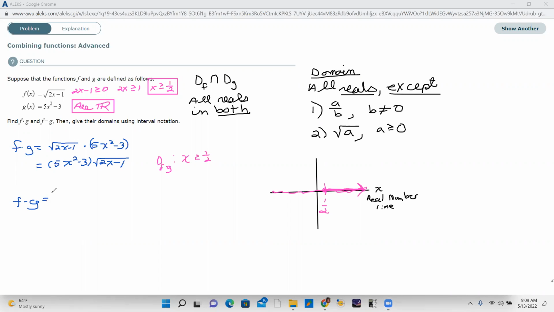So F minus G, we just take F and minus G. So again, it's minus the whole G here. So you have to put it in parentheses. And then you can distribute that negative. So it's minus 5x squared and then plus 3.